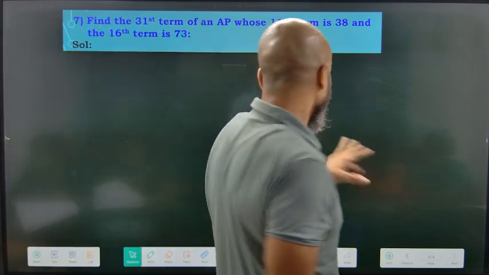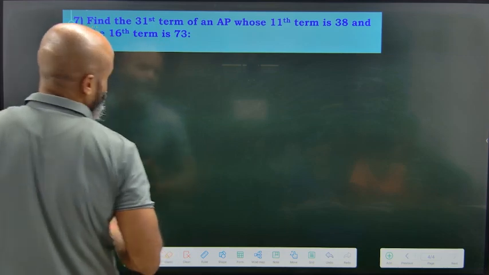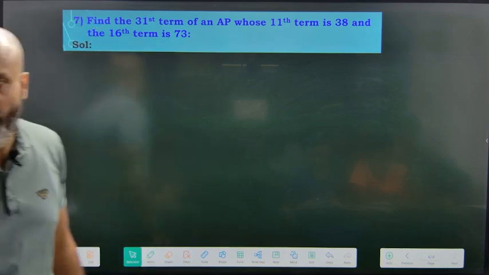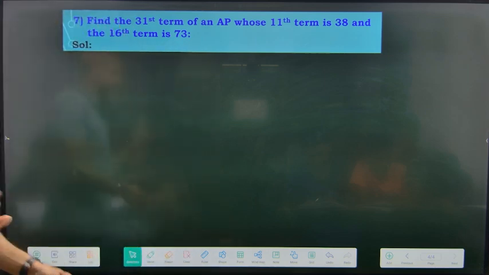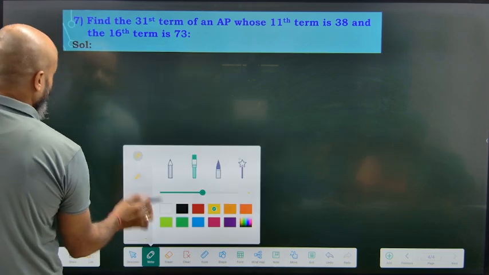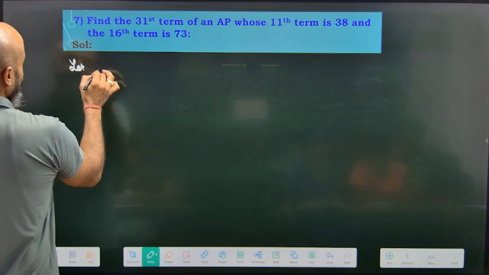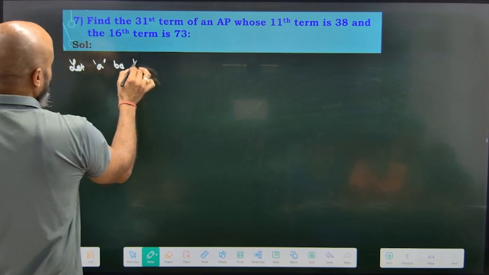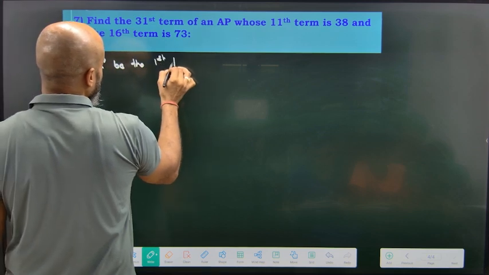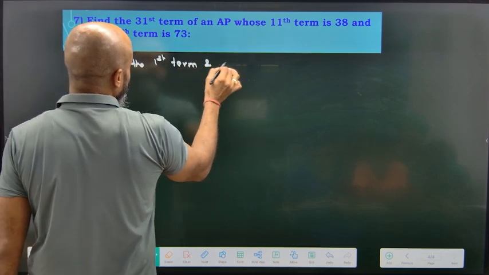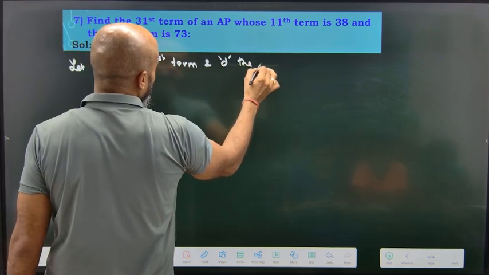Okay, so here we do not know anything about a. We do not know anything about d as well. So what would be our first assumption? The first assumption would be: let a be the first term and d the common difference.